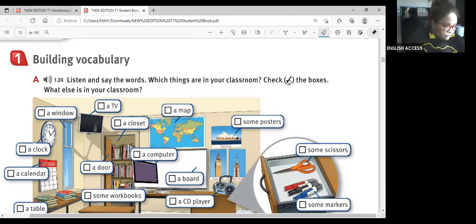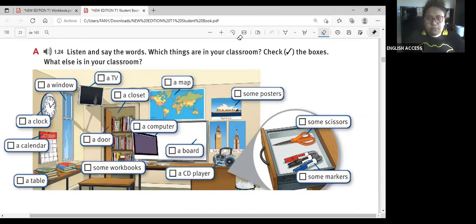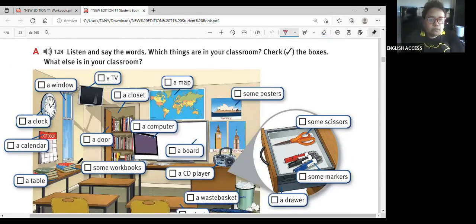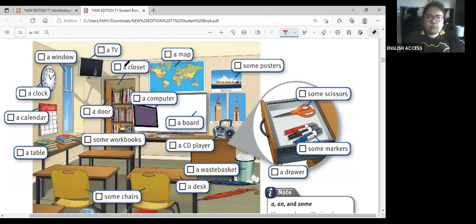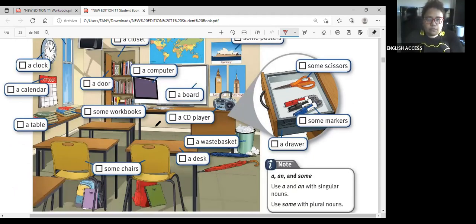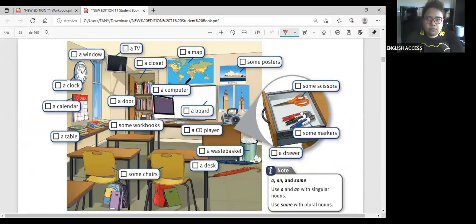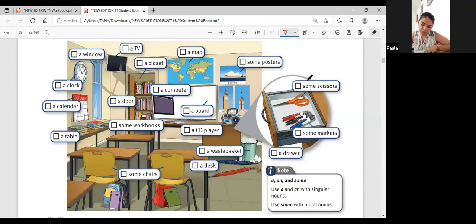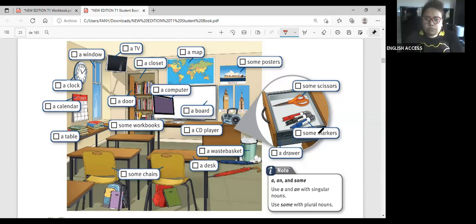A window, a clock, a calendar, a table, a TV, a closet, a door, some workbooks, some chairs, a map, a computer, a board, a CD player, a waste basket, a desk, some posters, some scissors, some markers, a drawer.